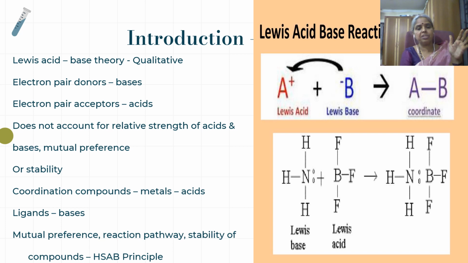See, Lewis acid-base theory only said electron pair acceptors are acids. So, if you have d block elements forming coordinate covalent compounds, the metal is considered to accept a pair of electrons from the ligand. But the same metal has a preference to a particular ligand it likes. It forms a bond very easily with few ligands. It doesn't form bonds with other ligands so easily. Also, the coordination compounds formed, some of them are very stable, some of them are not so stable. So, in order to account for these aspects as to mutual preference, the reaction pathway and the stability of compounds, the HSAB principle has been proposed.